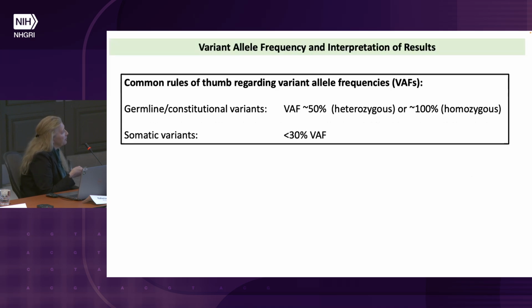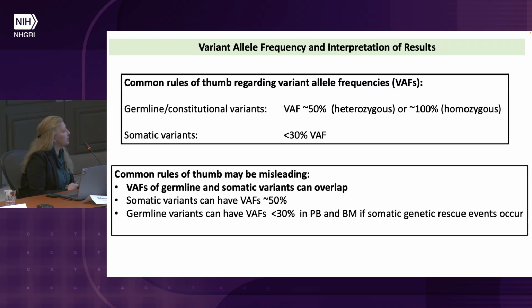The common rules of thumb regarding interpretation of whether something can be somatic or germline typically, historically, have been: if the VAF is about 50%, it may be a heterozygous mutation. If it's close to 100%, it may be homozygous, and somatic variants are typically less than 30%. However, this approach can be very misleading. There are a number of somatic variants that can have VAFs close to 50%, and germline variants can have VAFs under 30% in the bone marrow and peripheral blood if somatic genetic rescue events occur.